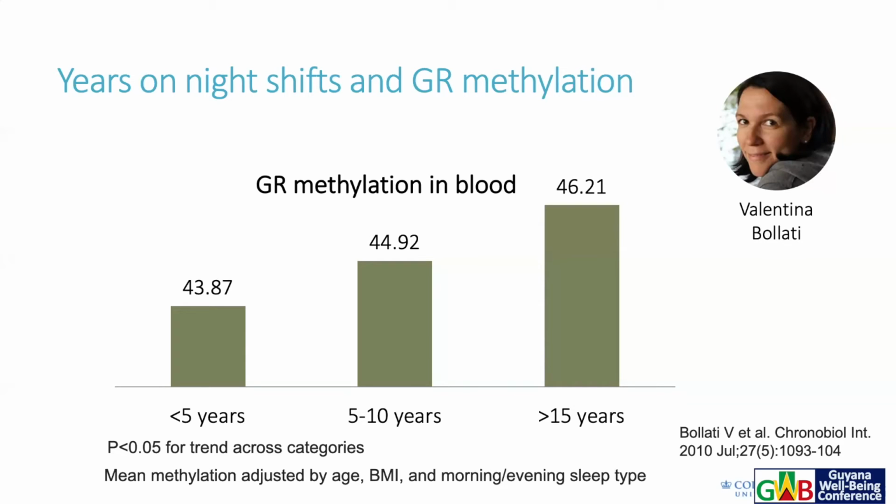The study here is cross-sectional. These people were night workers at the time of the study. But what we found is that the number of years these people had been on night shifts was also associated with the level of glucocorticoid receptor methylation in their blood. It is particularly interesting because it seems that glucocorticoid receptor methylation tracks along with different types of stressors or stressful conditions.